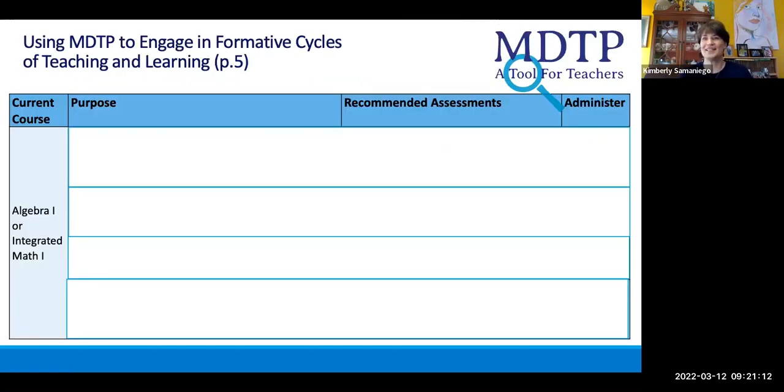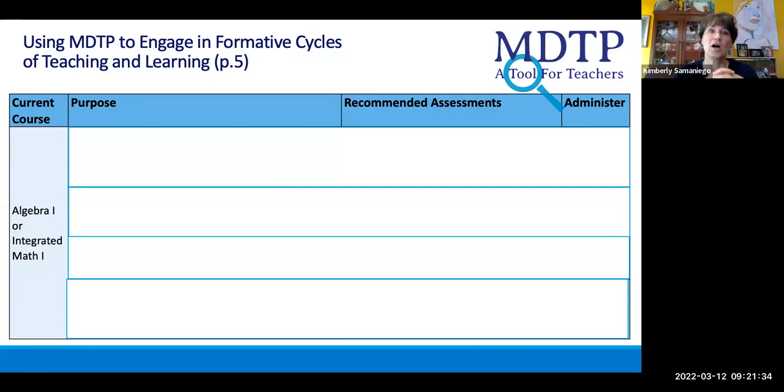Okay, so at this point, I'm just going to give you a little bit of an idea about how you could be using MDTP in your course right now, the different ways to use some of our assessments, specifically the diagnostic testing. And I chose the Algebra 1 integrated math course. So students are currently in this course. I choose this because we have a lot of middle school and we have a lot of high school.